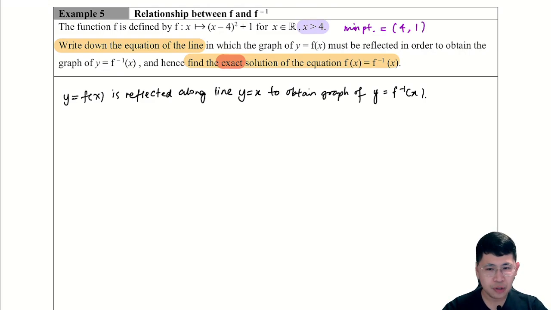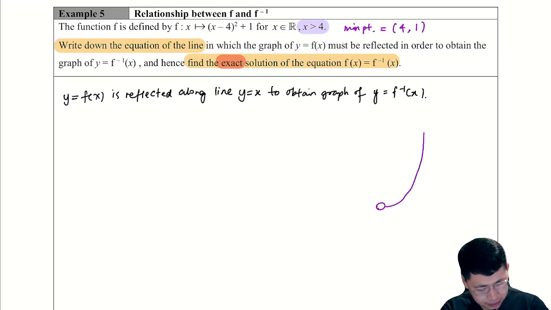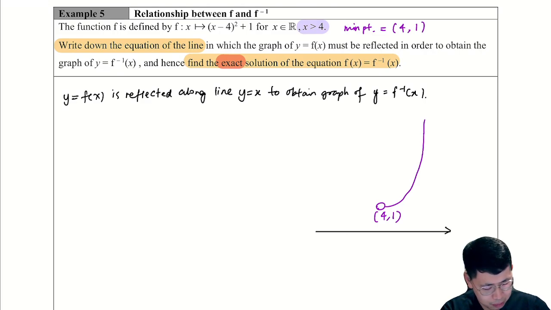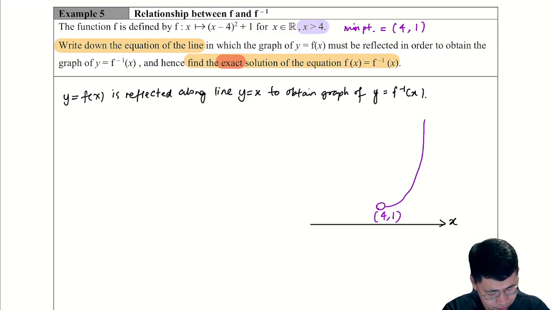Now, to illustrate a bit, I'm going to sketch the graph and roughly show you what we mean by this. First of all, let's sketch this f(x). The minimum point is going to be here, and the graph will be something like this. This point over here is (4, 1). So it should be roughly like this, not to scale, but roughly something like this.